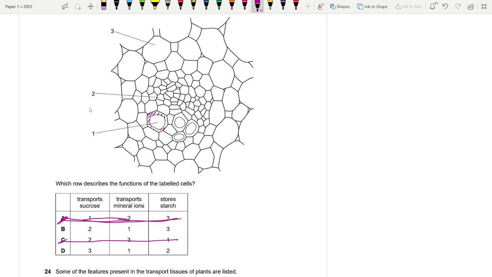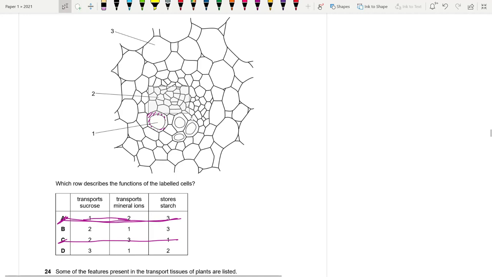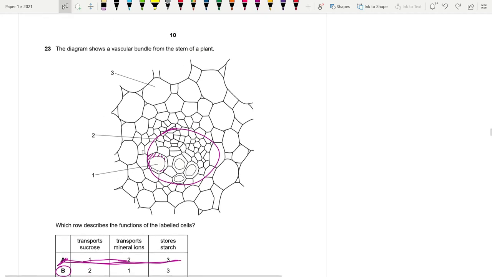Now, what next? Stores starch and transports sucrose. Who actually transports sucrose? Phloem, right? Clearly. So look at this. These are the phloems. This was the vascular bundle mainly, right? So two should be phloem. So B should be the answer. And stores starch, this is basically the parenchyma. So it's the parenchyma cells. That's it. This is the stem of the plant, right?